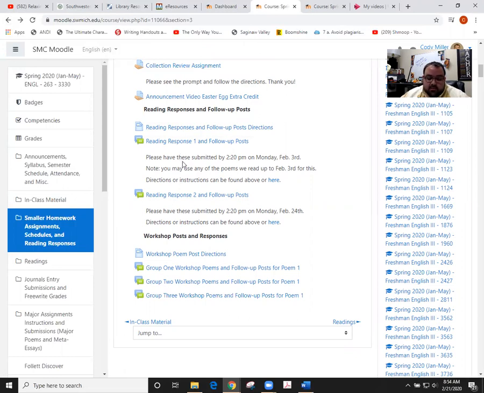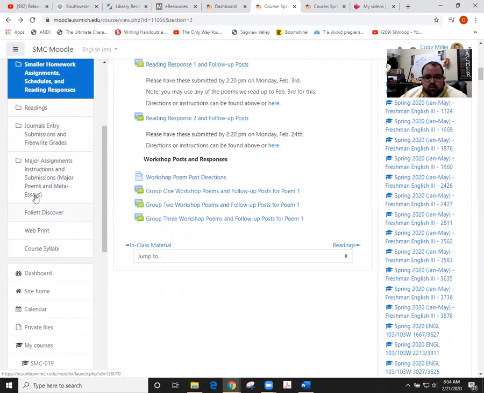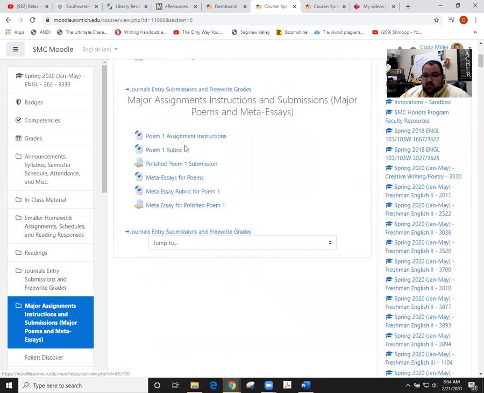Perhaps the biggest thing to remember is that our major poem is coming due for us. Our first polished poem is coming due in the next week for us on Monday, and that comes along with a major meta essay. So when we scroll down, you will see that we've got major assignments. There's a section of Moodle for that. And you'll see we've got the assignment, we've got the rubric, what you'll be graded on, we've got the polished poem submission. So you want to make sure that you submit the polished poem according to the directions. You've got the meta essay directions. Here's the rubric for how you'll be graded. And then ultimately you will submit that here.